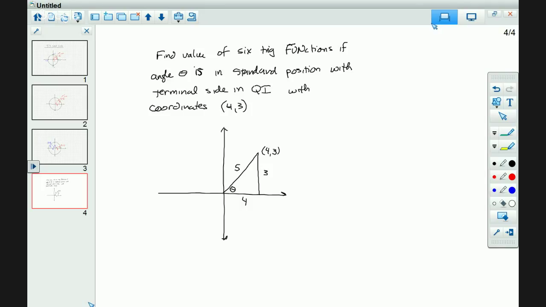What is the sine of theta? It's opposite over hypotenuse, right? 3 over 5. What's the cosine of theta? Cosine is adjacent over hypotenuse. Anybody want to help out? 4 over 5. Tangent is opposite over adjacent, 3 and 4. You see how you work on those? It's just a different way to throw it at you.